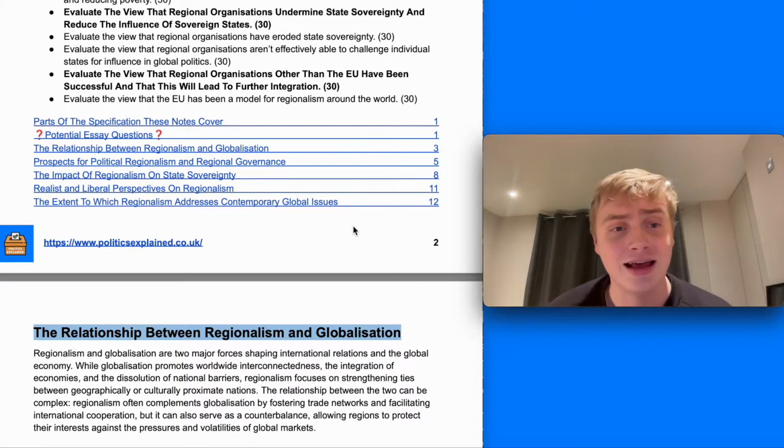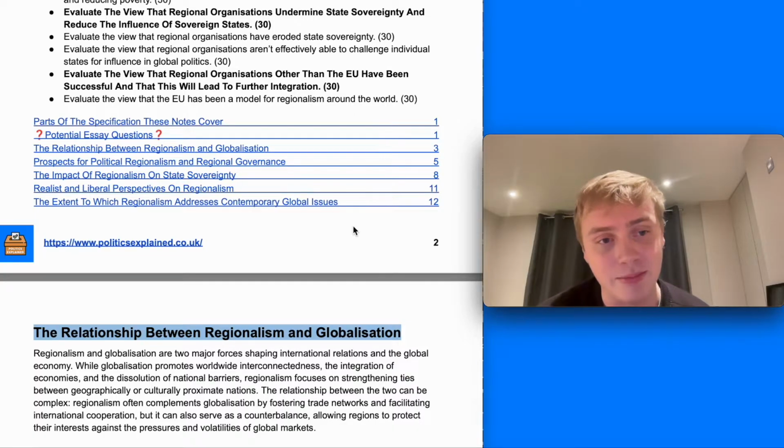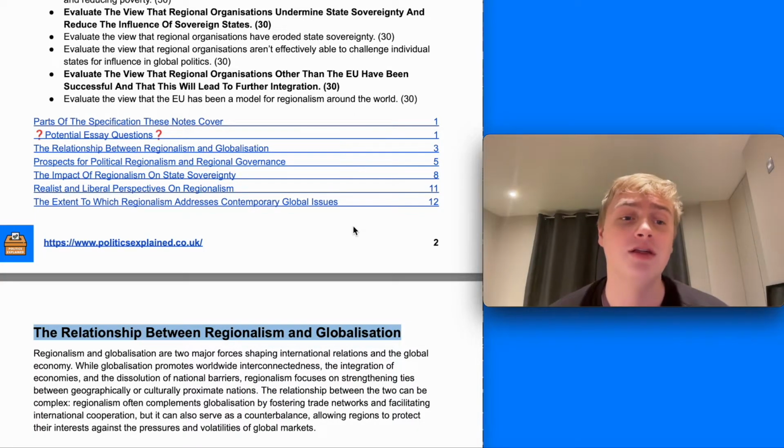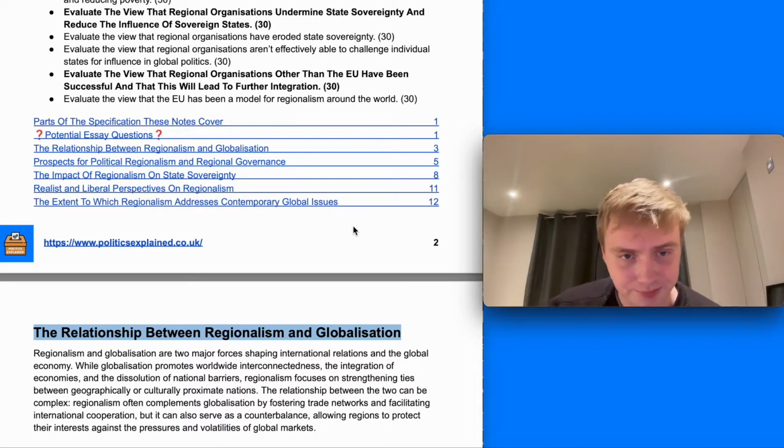Before looking at the realist and liberal perspectives on regionalism, which can be really useful, especially if you're pushing for an A star in your exam. Before finally looking at the extent to which regionalism addresses contemporary global issues, including poverty, human rights, and the environment.